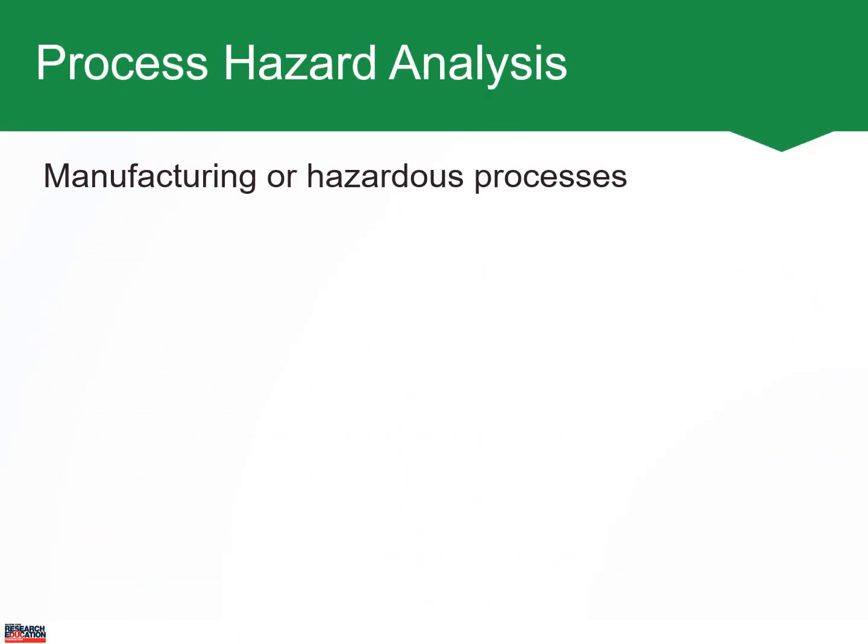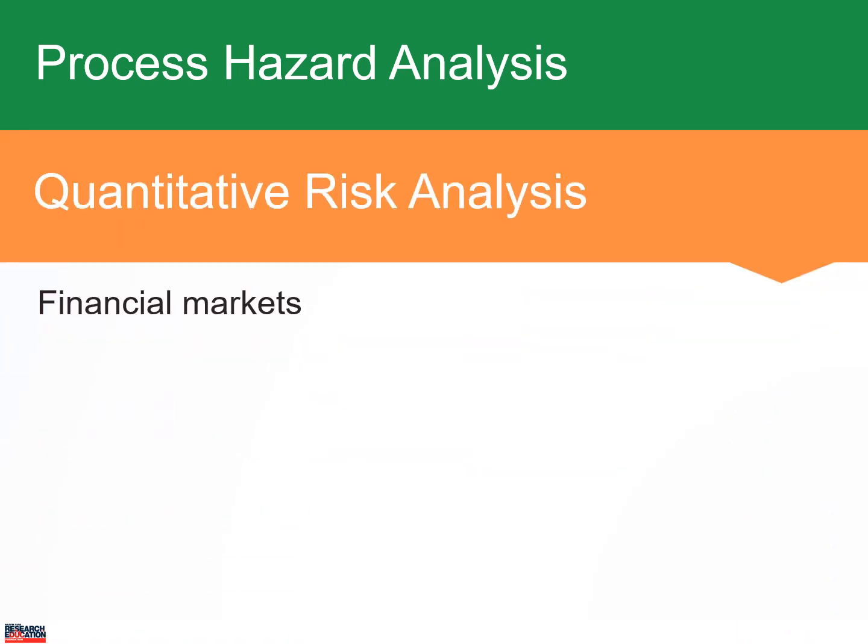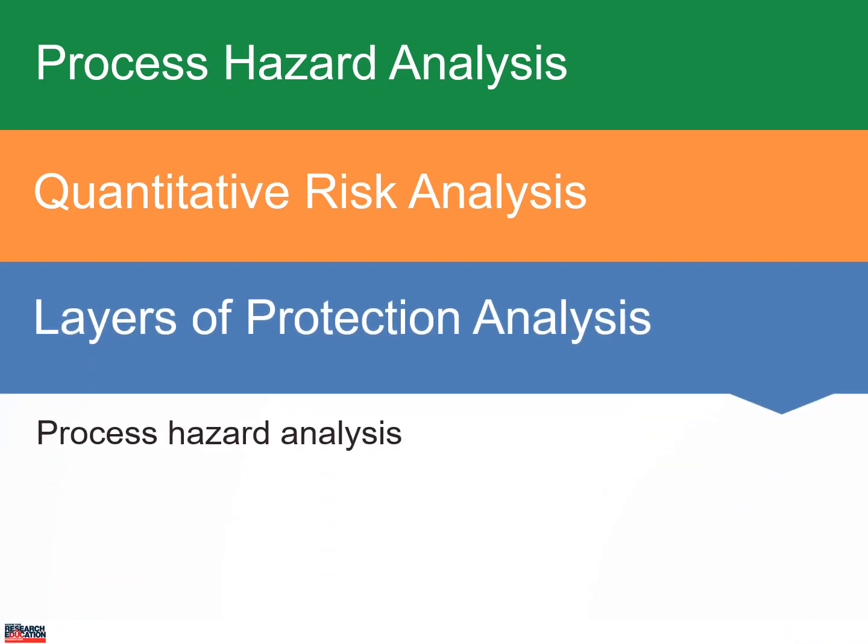There are a number of models that can be adapted to fire risk analysis. 2 models that are used in other industries include quantitative risk analysis and process hazard analysis. Process hazard analysis is widely used in assessing risks to manufacturing or hazardous processes, and quantitative risk analysis is used in many fields, including the financial markets. LOPA, which is an acronym for Layers of Protection Analysis, is one of the tools used in process hazard analysis that can be modified for use in fire risk analysis.